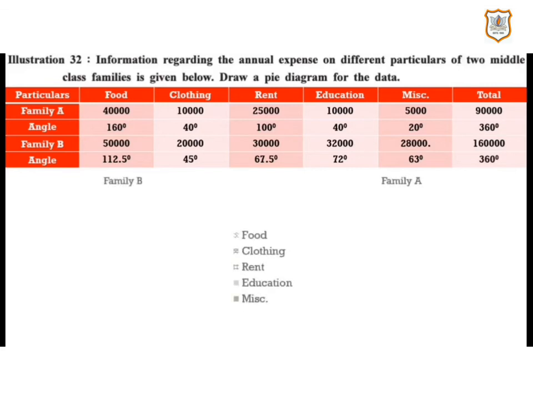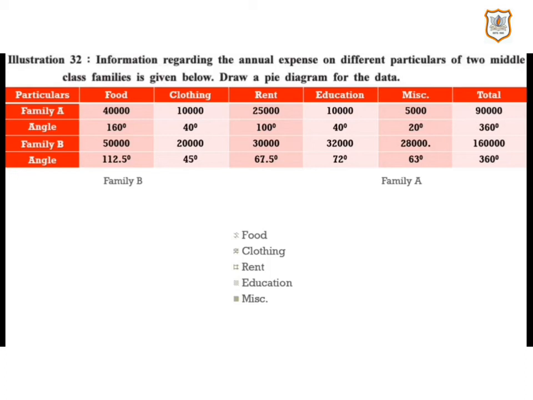So now we are going to prepare two pie charts for both the families, family A and family B, and we will mark it with different colors and different symbols to identify it. Food, clothing, rent, education, miscellaneous. So we have taken out the angles of family A and family B also. We will draw the circle first and then mark the angles accordingly. Whatever angles we have taken out, we are going to mark it.